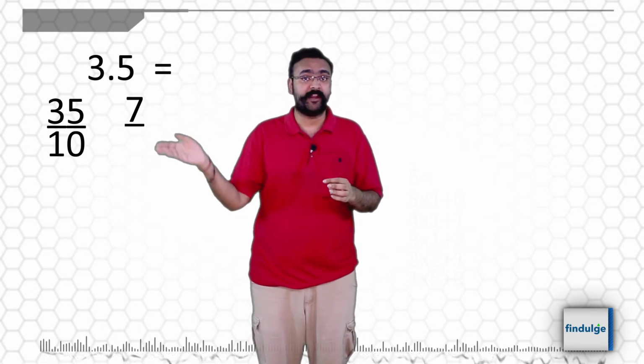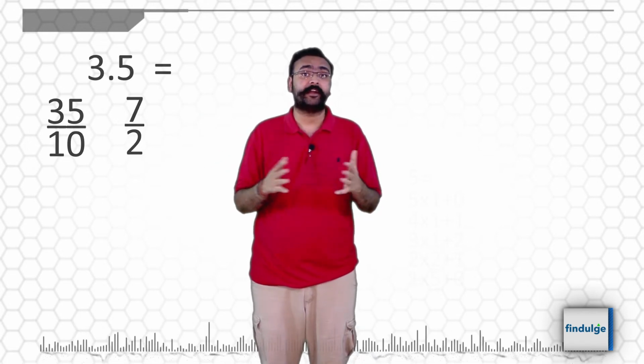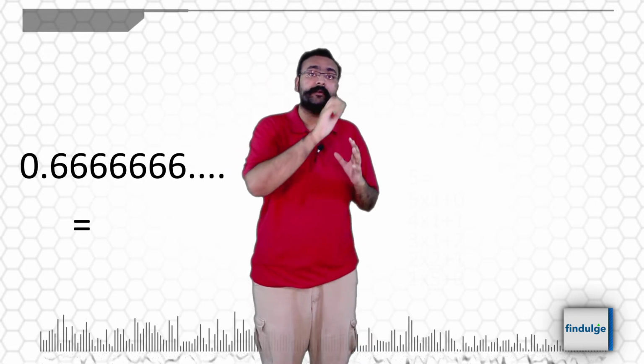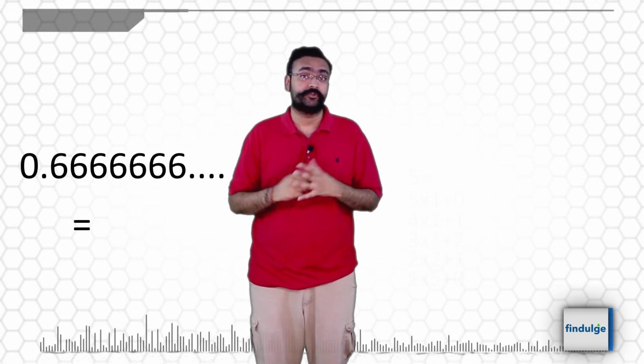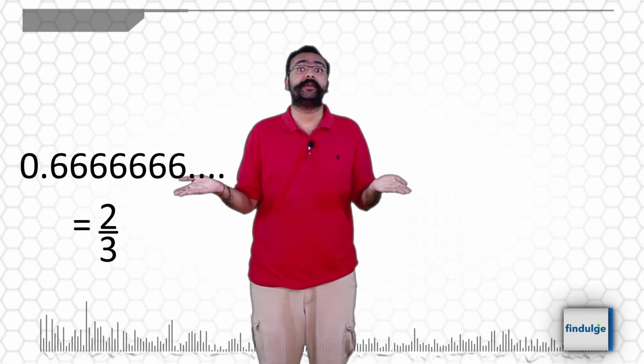What about a decimal? Let's take 3.5. 3.5 can be written as 35 upon 10. I can simplify it to 7 upon 2, so on and so forth. Clearly it's in p by q form. Even some decimals that are not finishing, what we call non-terminating, like 0.6666 and so on, is nothing but 2 upon 3. So 2 upon 3 is in p by q form. So it's a rational number.